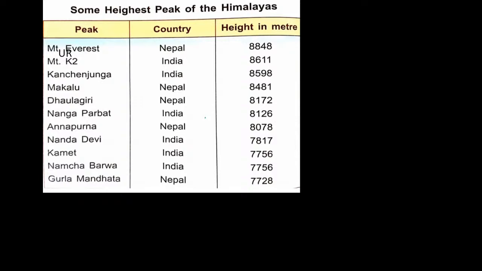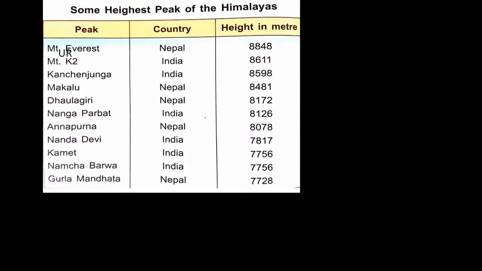Now, if I talk about some highest peaks of the Himalayas, you will see the first one is Mount Everest, and it is in Nepal. The height is 8,848 meters. The next one is Mount K2. It lies in India with the height of 8,611 meters. The third one is Kanchenjunga. It also lies in India. Height is 8,598.